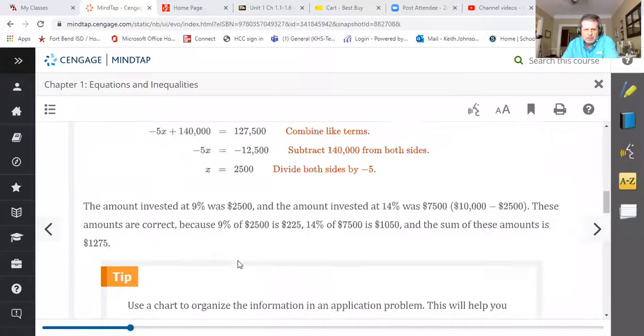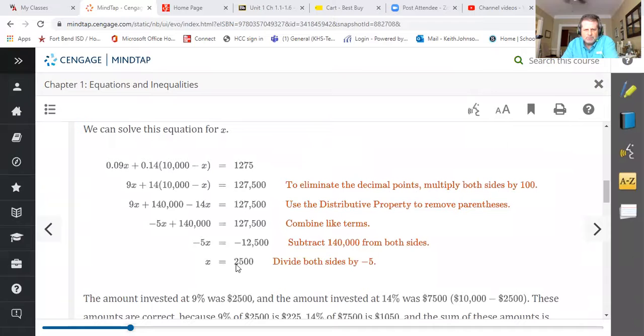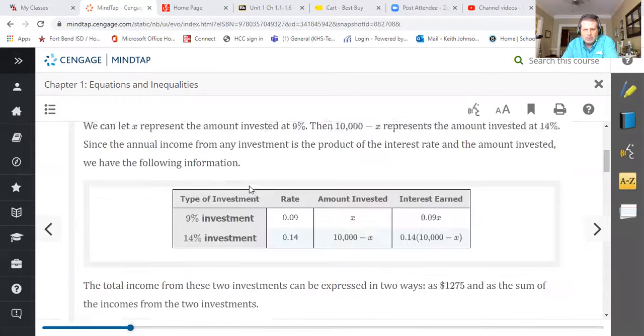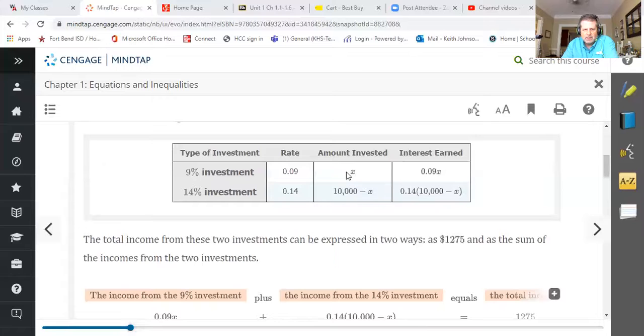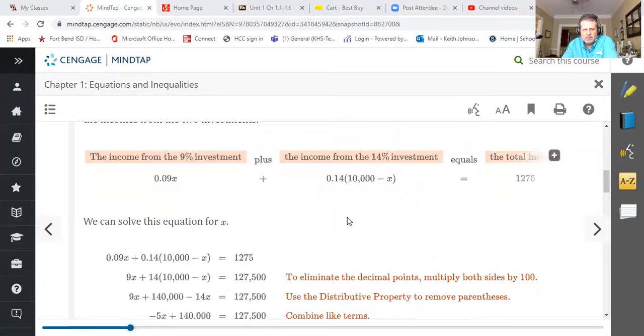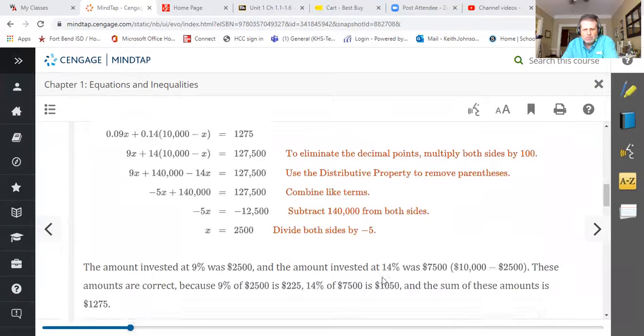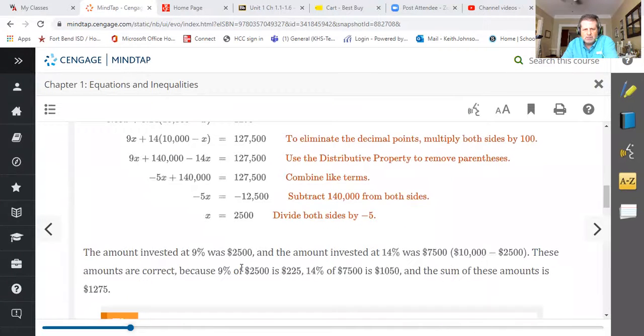Now notice they get x here is $2,500. Now remember they want to know how much of each was invested. x represented the 9%. Go back up here, the 9% was x. So how do you figure out what the 14% is? You take the 10,000 minus what you got for x. So 10,000 minus 2,500 means that the 14% had $7,500 put into it.